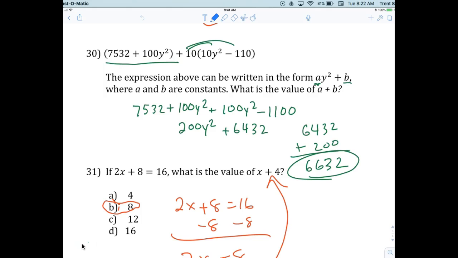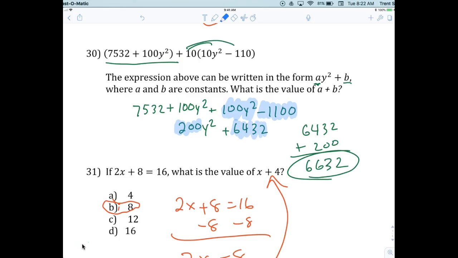So again, do you understand we just have to do the distributive property here to combine terms? Do you agree with that? If I distribute the 10, I get 100y squared minus 1,100. Do you agree? Then I combine terms, and when I combine terms, I get 200y squared plus 6432. Do you agree with that?